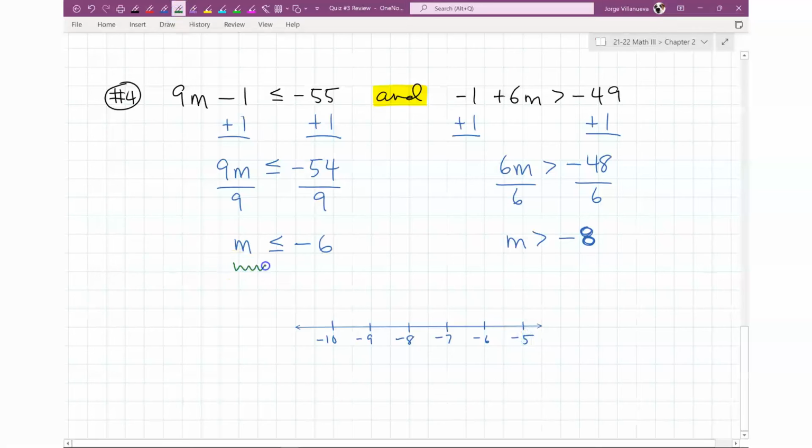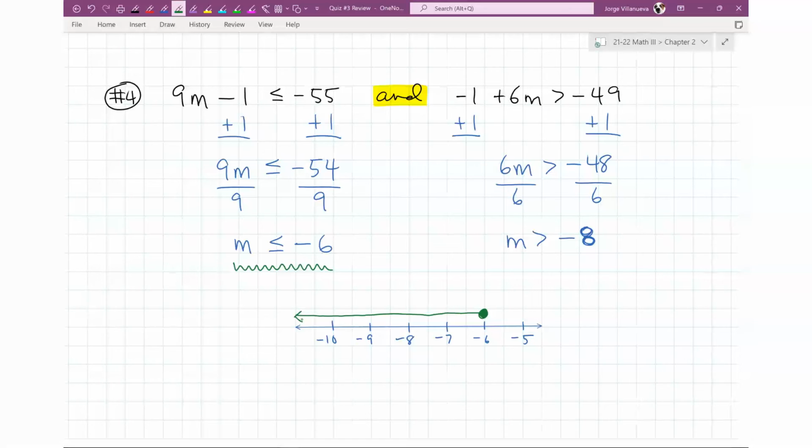So m less than or equal to negative 6. So at negative 6, the less than or equal to means solid dot. Okay, so I'm going to put a solid dot right here. And if you look at the inequality, it's pointing to the left-hand side. So we're going to go left. Okay.